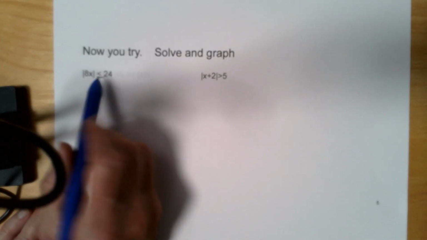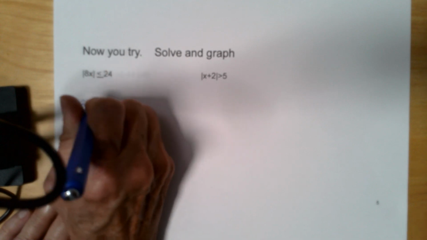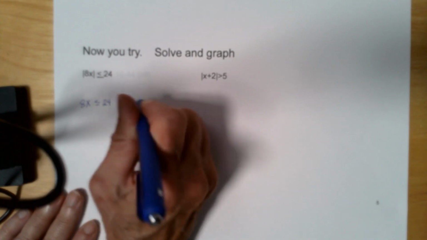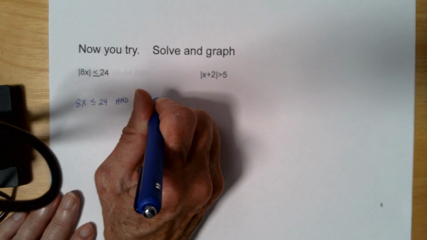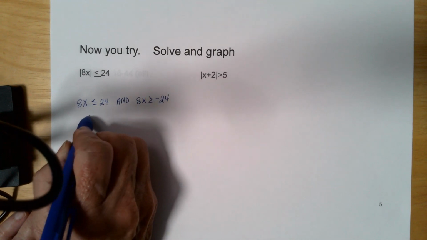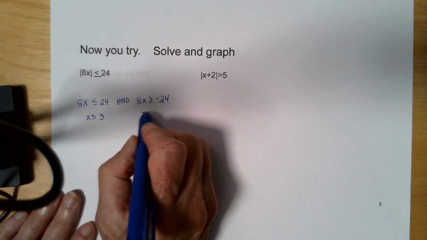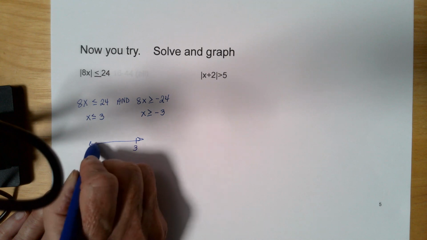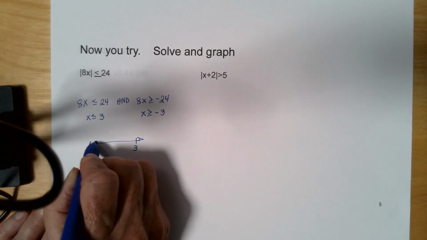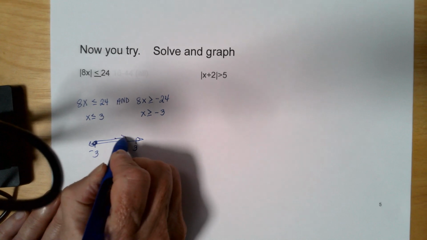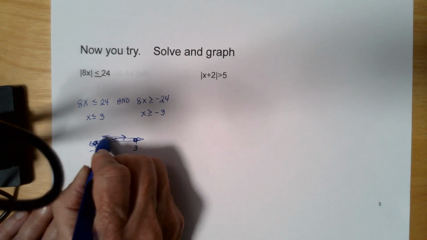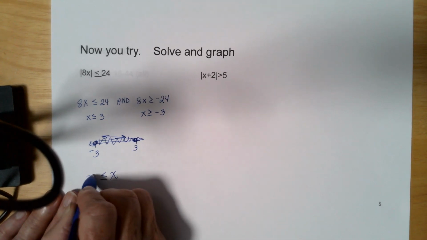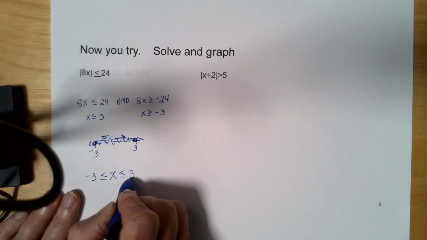This is a less than, so this is an and statement. So I have 8x is less than or equal to 24, and 8x is greater than or equal to negative 24. So when I solve this, I get a 3, and I get a negative 3. Positive 3, negative 3, closed circle goes this way, closed circle goes that way. So what they have in common is between them. So x is greater than or equal to negative 3, less than or equal to positive 3.